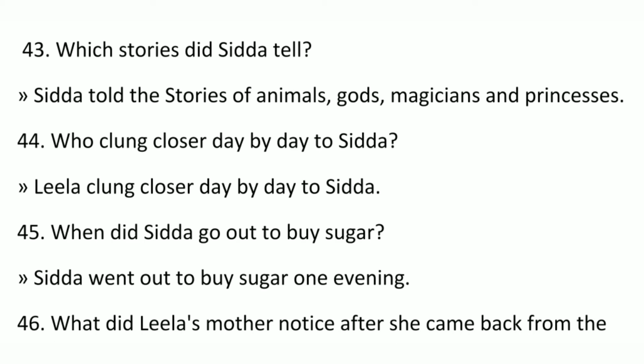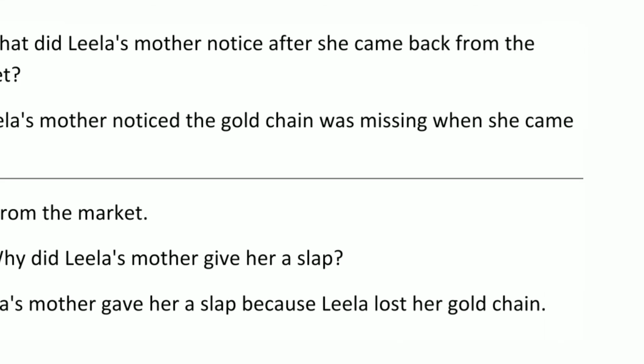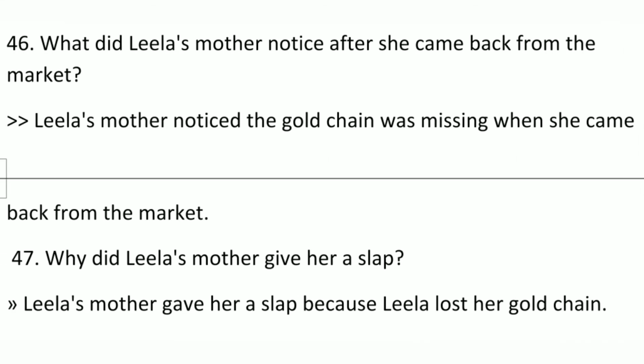When did Siddha go out to buy sugar? Siddha went out to buy sugar one evening. What did Leela's mother notice after she came back from the market? Leela's mother noticed the gold chain was missing when she came back from the market. Why did Leela's mother give her a slap? Leela's mother gave her a slap because Leela lost her gold chain.